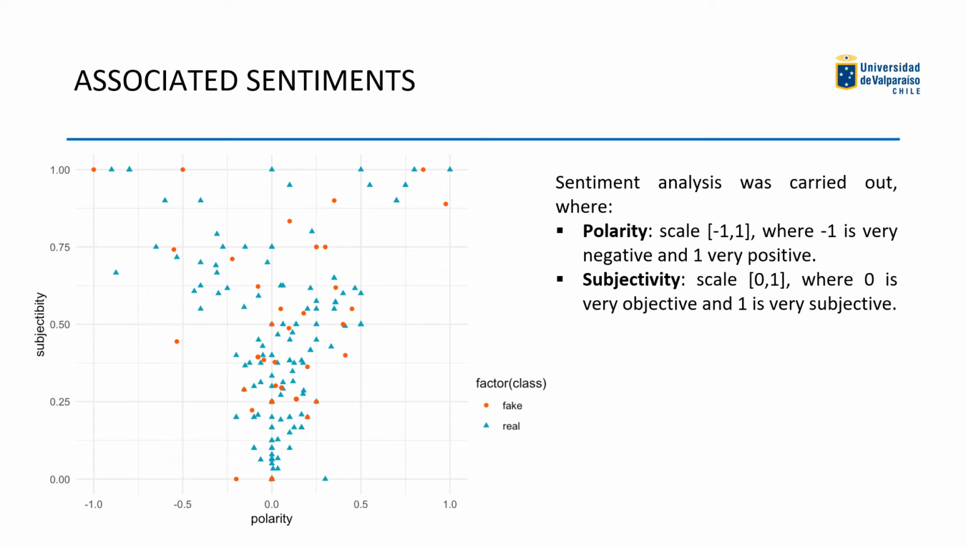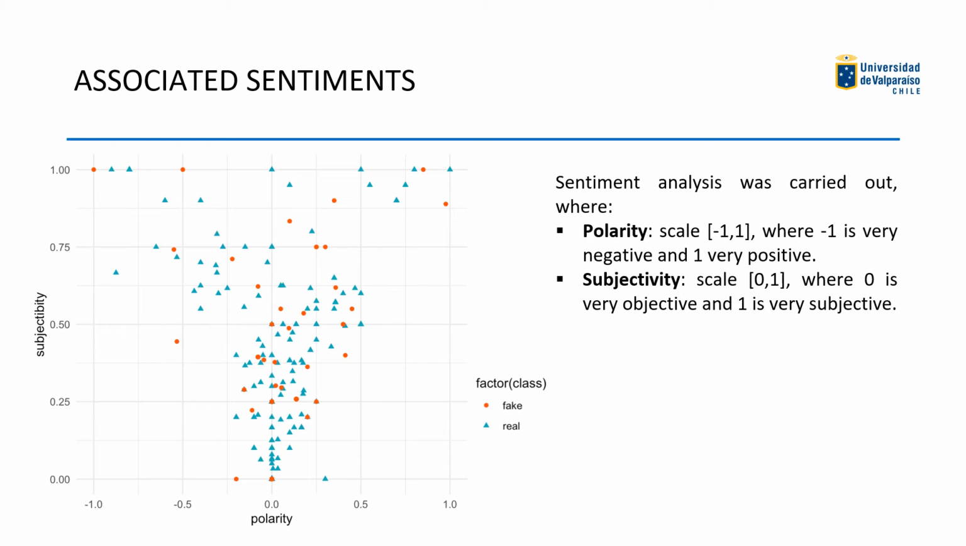Now we will present the results obtained. This graphic represents the polarity, see the x-axis, and subjectivity in the y-axis of real and fake news. Fake news are marked as red dots and real news as blue triangles.